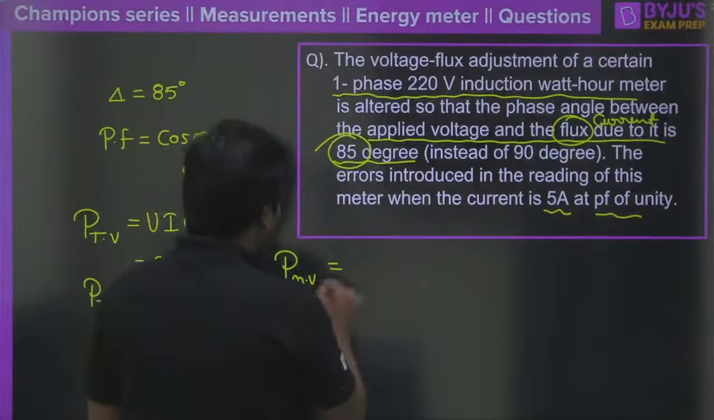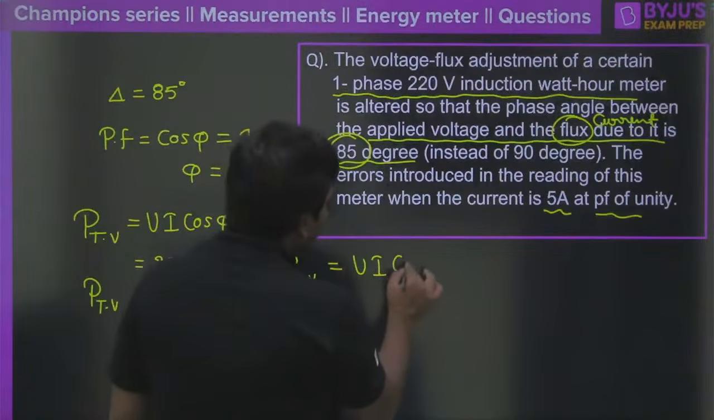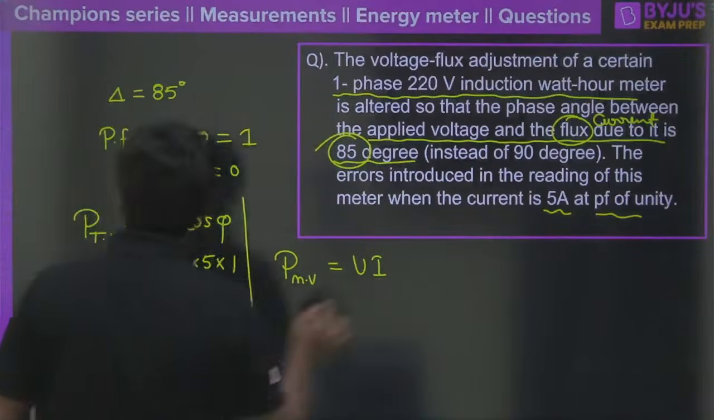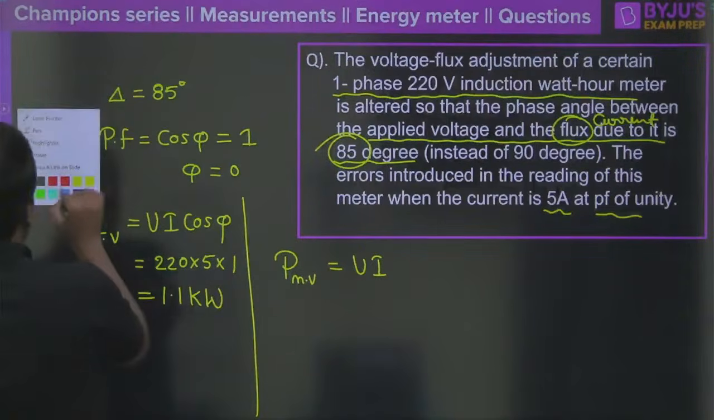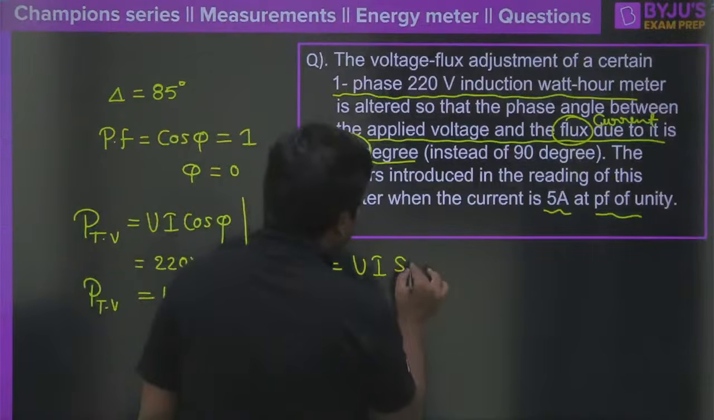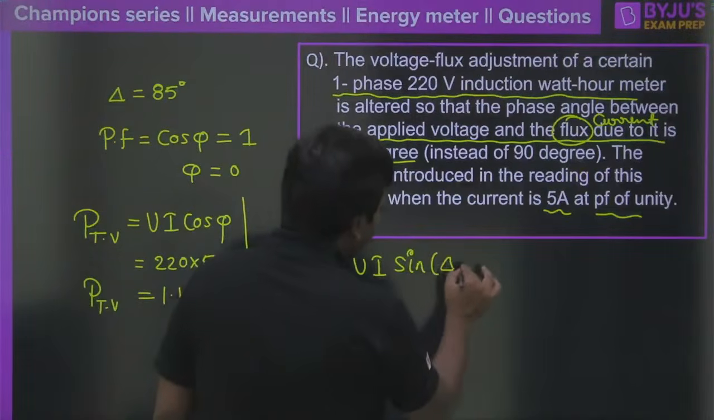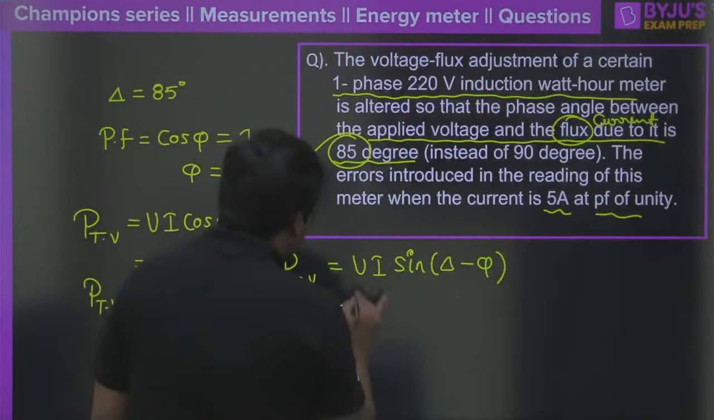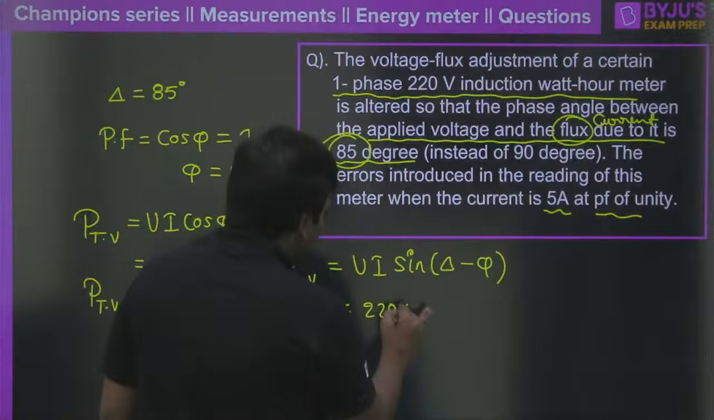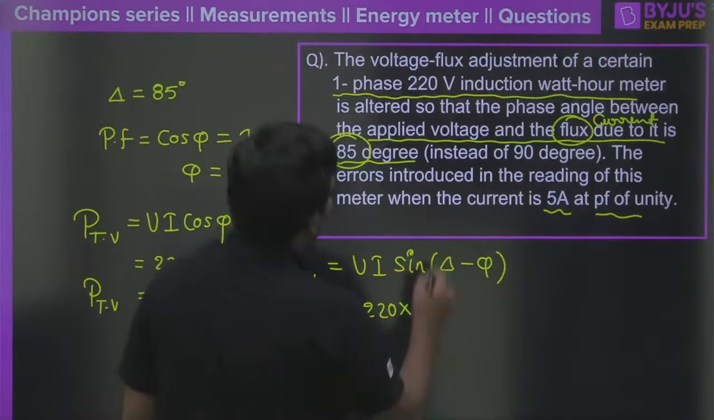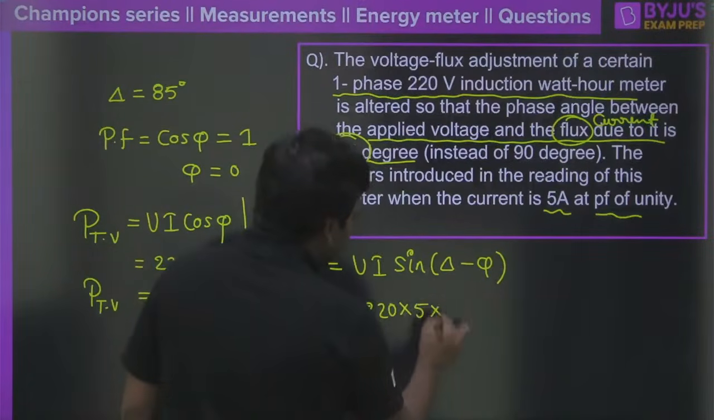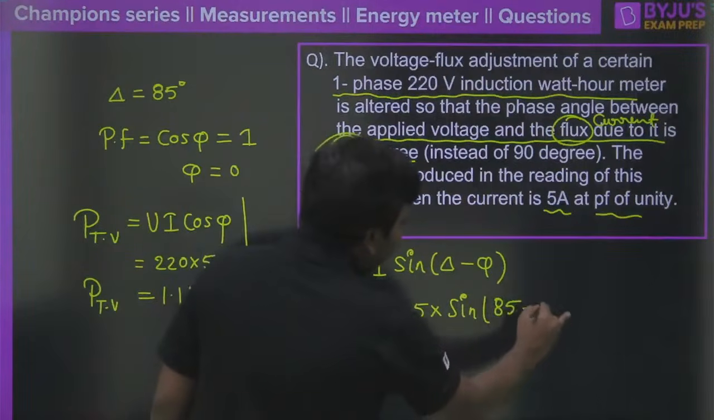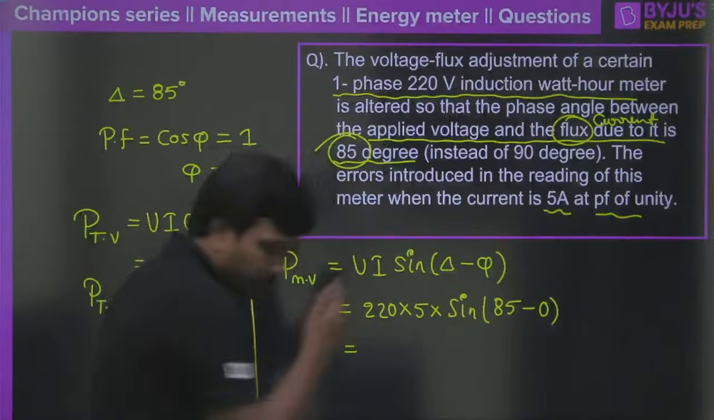So let's see. So that is V into I, up to here that is correct only. So let me write down here V into I, and followed by that what? So it is going to be sine delta minus phi. Sine delta minus phi. So what is this now? Voltage 220 volt, and I, what is the current here? Current, where is the current? That is 5. Very good. Into sine of, look at that, 85 minus 0 here. Simple. How much you will be getting here?